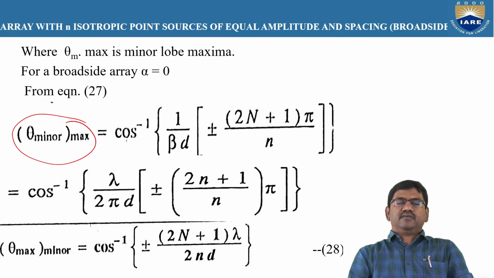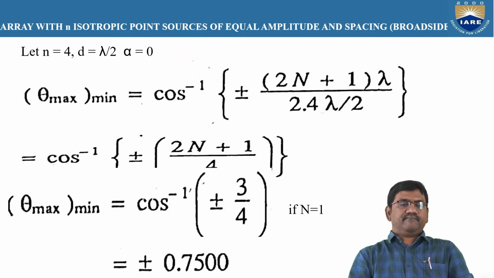So overall, if you simplify the mathematical analysis, you will get the minor lobe maxima as cos inverse of plus or minus (2N plus 1) into lambda by 2nd. Now let us take a special case.